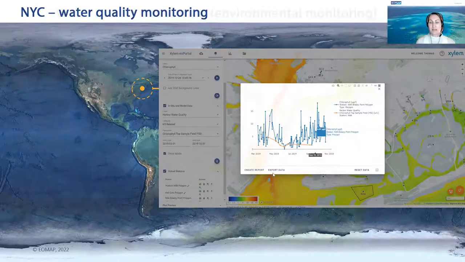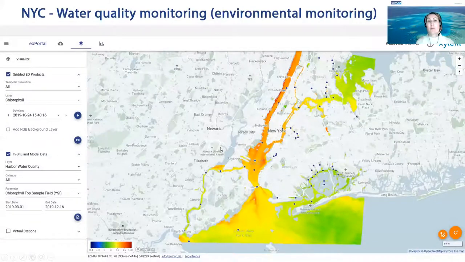So let's have a closer look at this kind of portal. What the customer sees, and I already mentioned that, is the gridded EO product. Here you see the chlorophyll data. This is of 2019, sometime in October. And you see that the whole bay and the area and even the river is covered, because satellite data, of course, provides you with a holistic view.